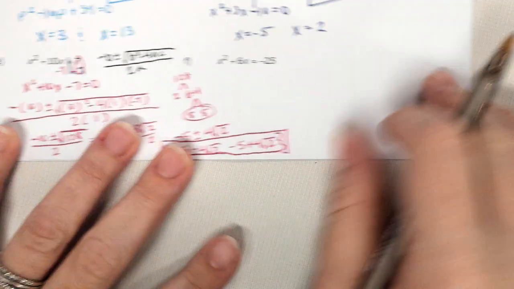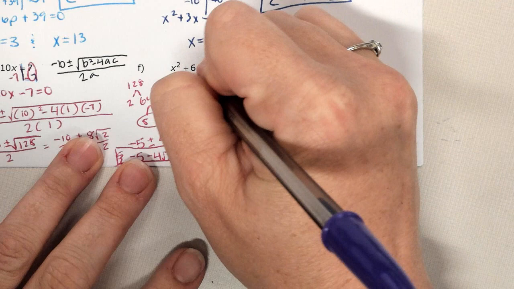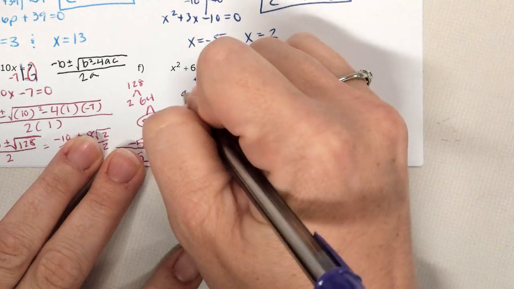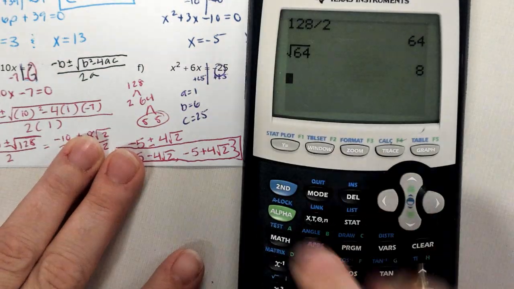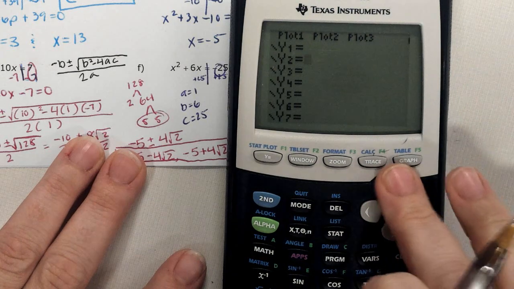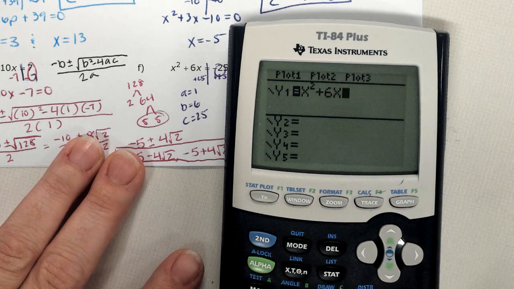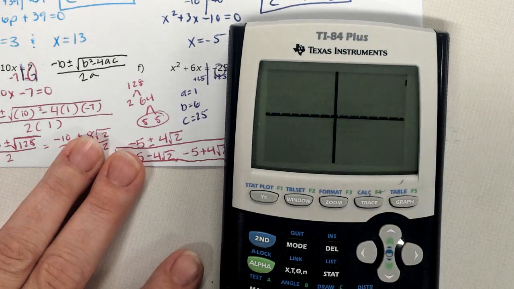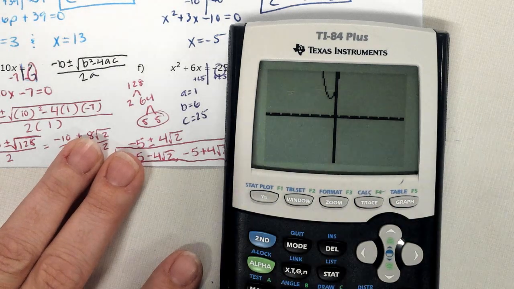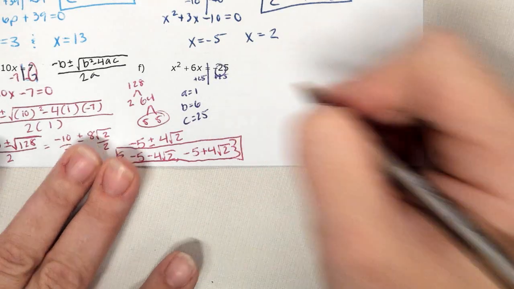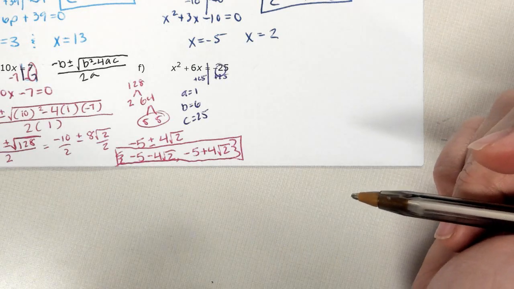So same concept. I'm going to have to squeeze this one in here. We're going to add 25 to both sides. And I get A is 1, B is 6, C is 25. And I can type it in my calculator. x squared plus 6x plus 25, graph, and it never touches. So what's my answer? It's going to be imaginary. So we do have to keep going. But that proves to me that it's not factorable, so it's not worth trying anything else.